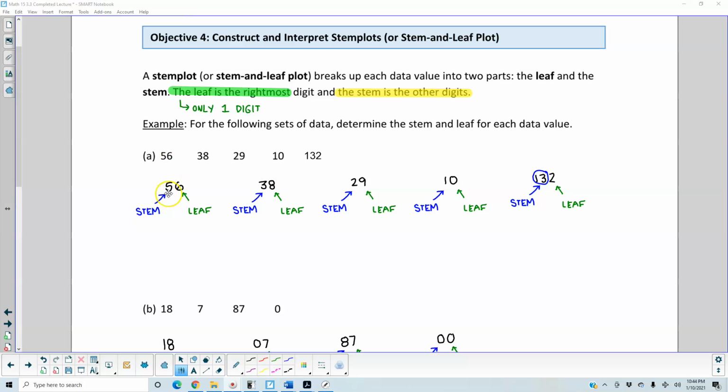So for 56, we can see that 5 represents the stem and 6 is the leaf. For 38, 3 is the stem, 8 is the leaf. 29, 2 is the stem, 9 is the leaf. For 10, 1 is the stem, 0 is the leaf. And for 132, we would say that 13 represents the stem, and then 2 is the leaf.